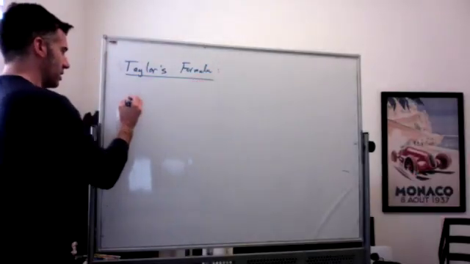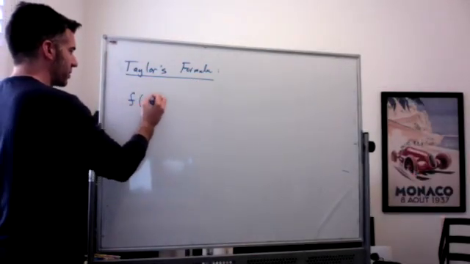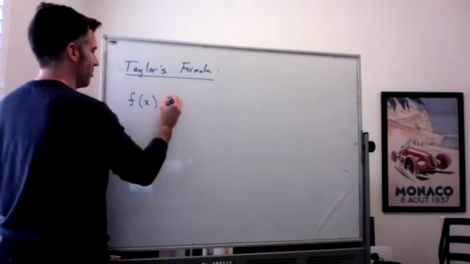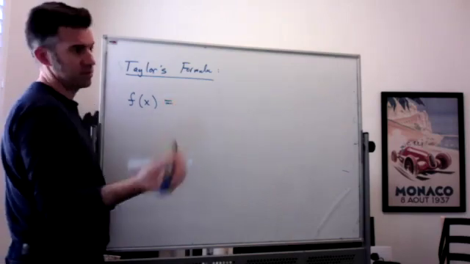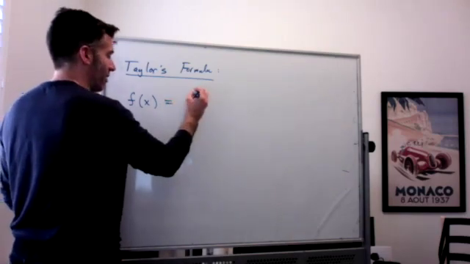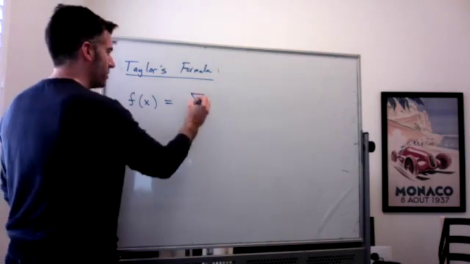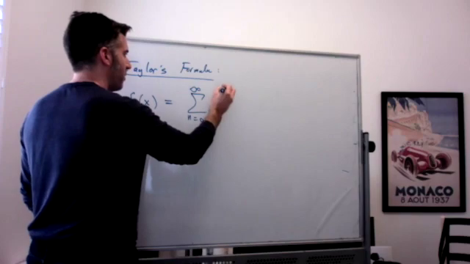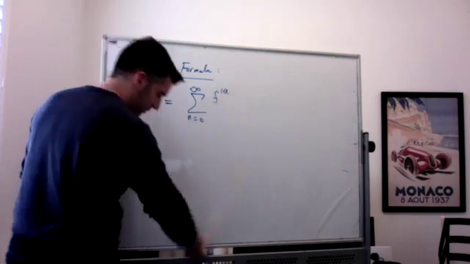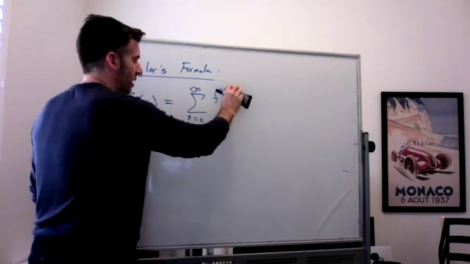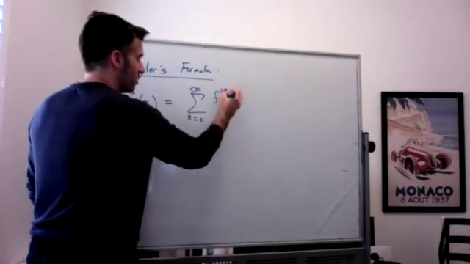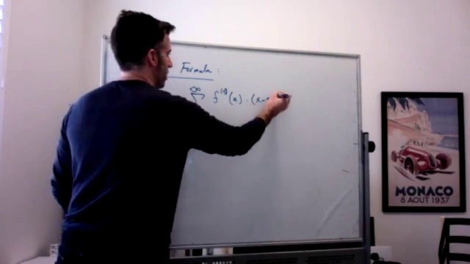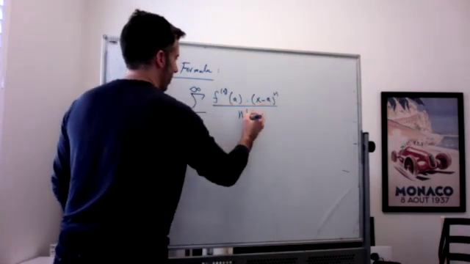Taylor's formula says that if you have a function f of x, you can write it as an infinite polynomial. Infinite polynomial is probably not the right word, but you can write it as some infinite series, some power series is the word I should really be using. The sum from n equals 0 to infinity of the nth derivative of your function evaluated at a times x minus a to the n over n factorial.